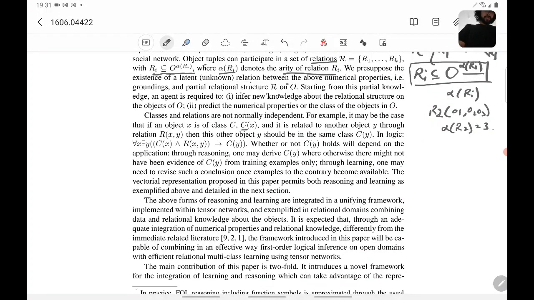Classes and relations are not normally independent. For example, it may be the case that if an object X is of class C, and it is related to another object Y, in logic of X.